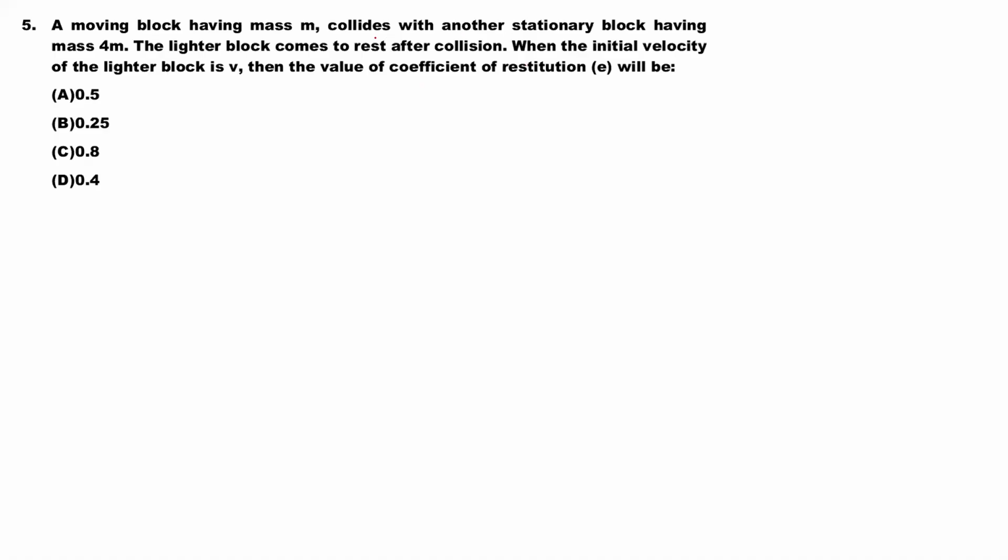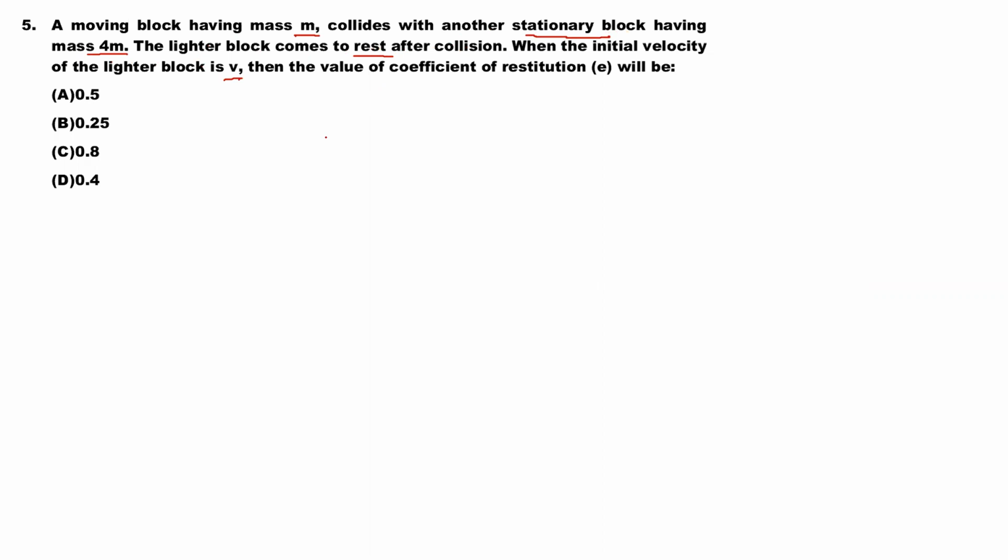A moving block of mass m collides with another stationary block. Stationary means u is equal to 0 initially, before collision, of mass 4m. The lighter block comes to rest after collision. This means the collision velocity v. The initial velocity of the lighter block is v. Then find the value of the coefficient of restitution.